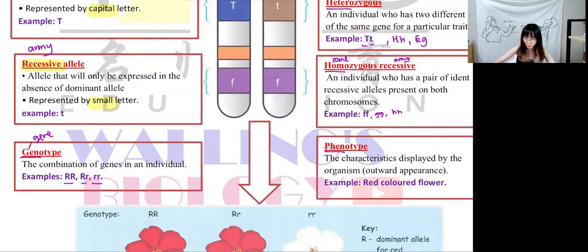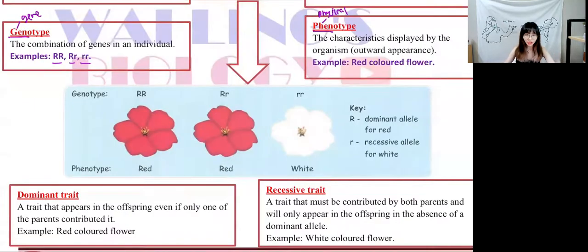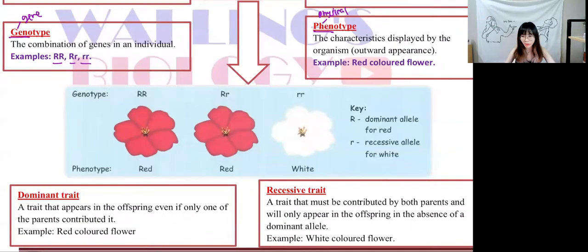What is a phenotype? Pheno means physical. Okay, physical appearance. So let's say big R represents red, small r represents white. We call this a phenotype, physical appearance. Okay, we have an example over here. As I mentioned, big R represents red, small r represents white.